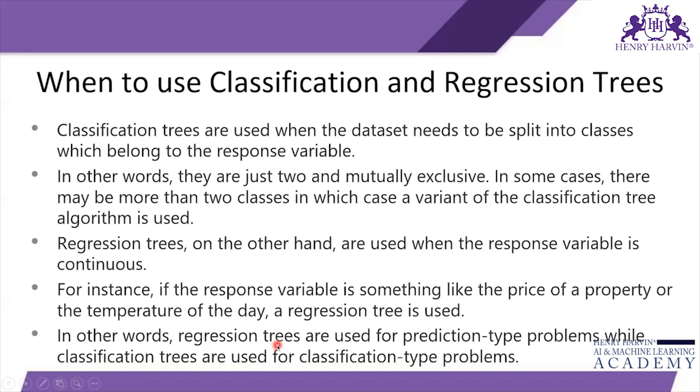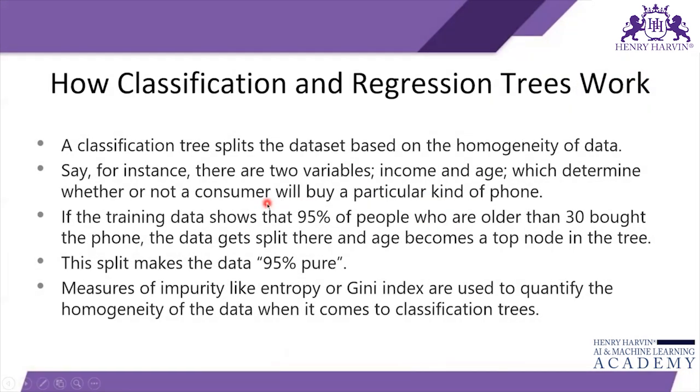In other words, regression trees are used for prediction type problems, while classification trees are used for classification type problems. So when we have to predict a value, we can use the regression trees. When we have to classify some classes, then we can use this classification algorithm. Then, how do classification and regression trees work?